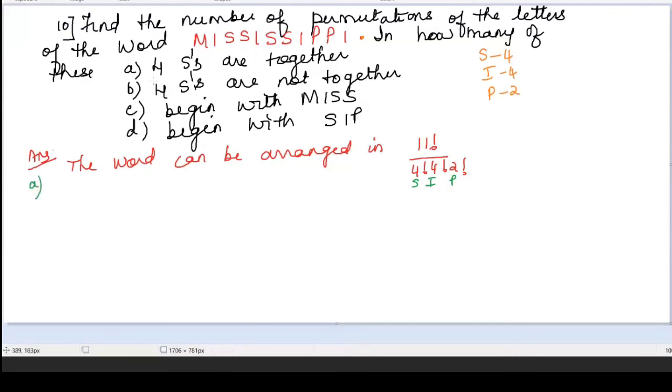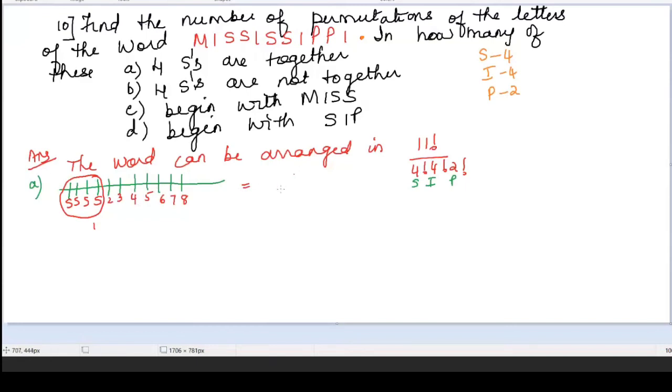So go to A question, A answer. What is this telling us? 4 S's are together. S's are together means what? Put them in one packet. So first draw one line and write 11 lines. Draw one straight line and 11 markings you write. So 1, 2, 3, 4, 5, 6, 7, 8, 9, 10, 11. Now 4 S's are together. So here S, S, S, S. They are together. Put them in one packet. So 1, 2, 3, 4, 5, 6, 7, 8.